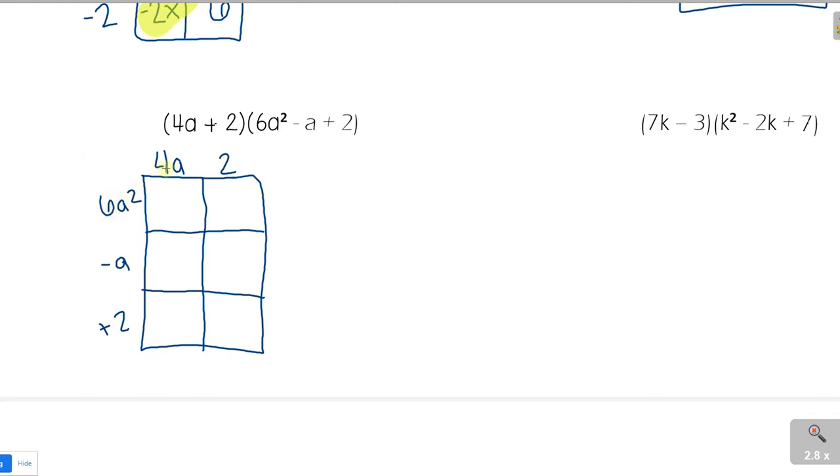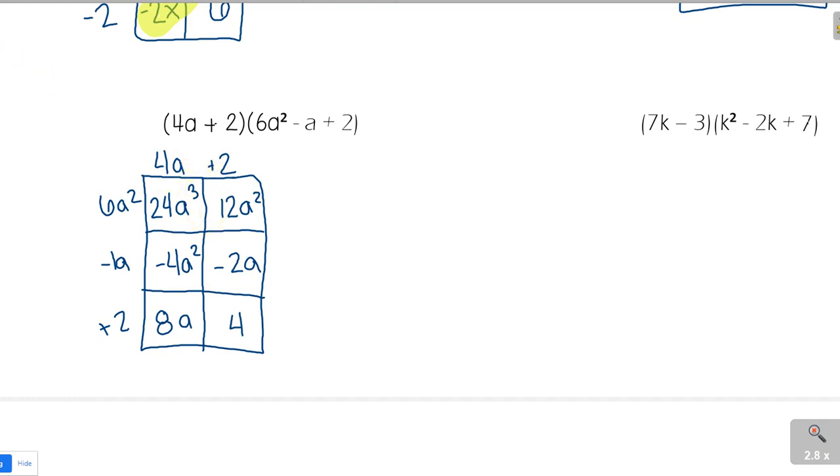Now multiply. 6 times 4 is 24. A times a squared is a to the third. 6 times 2 is 12, a squared. 4 times negative 1 is a negative 4. A times a is a squared. Negative 1 times 2 is negative 2, a. 4 times 2 is 8, a, and 2 times 2 is 4. I forgot my positive sign there.